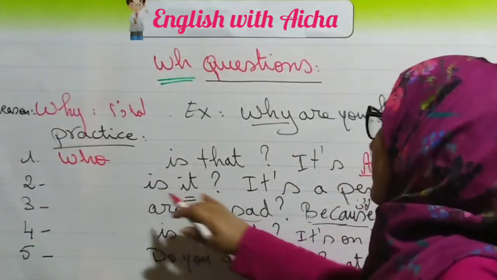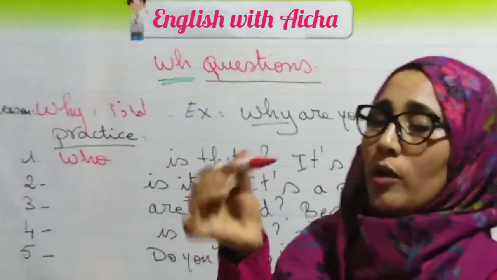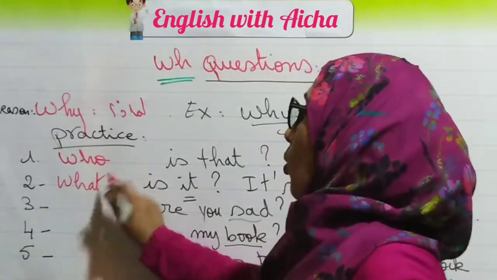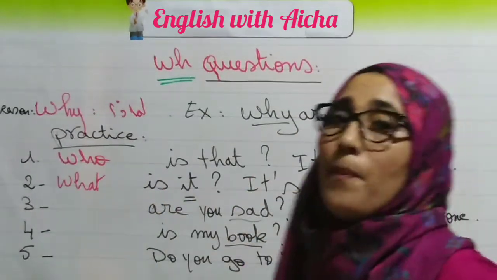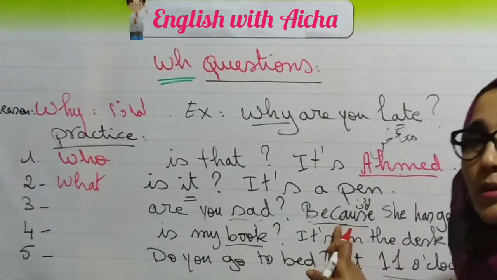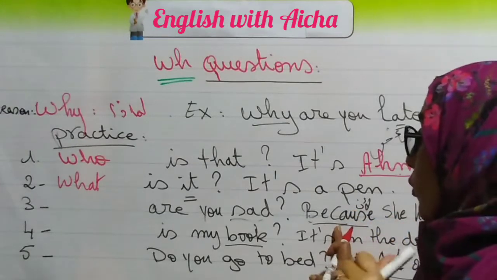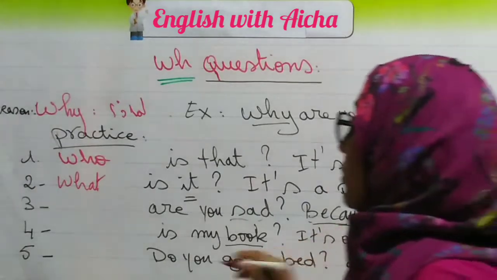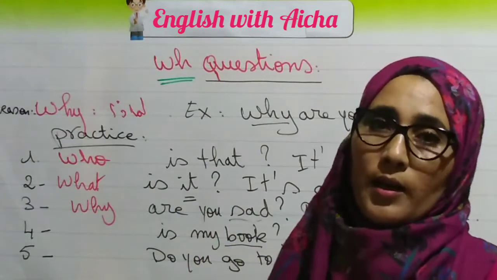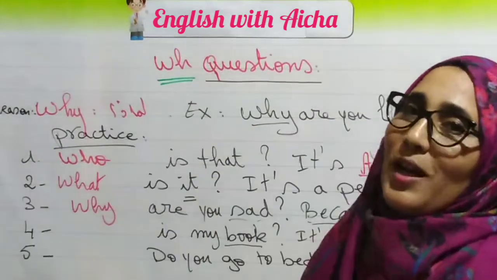Number 2, we have is it? It's a pen. It's a pen. So it's an object. And we said before, for objects and actions, we use what. So, what is it? It's a pen. Great. Number 3, we have, are you sad? Because means because. And we said for the cause or the reason, we use why. Okay, so why are you sad? Because she has gone, for example. So I'm sad.